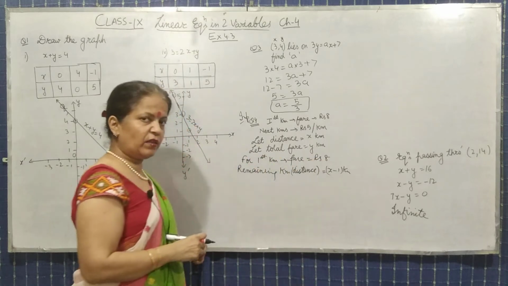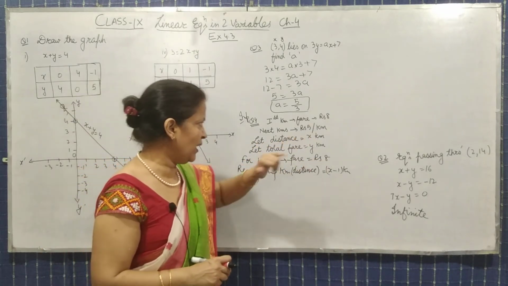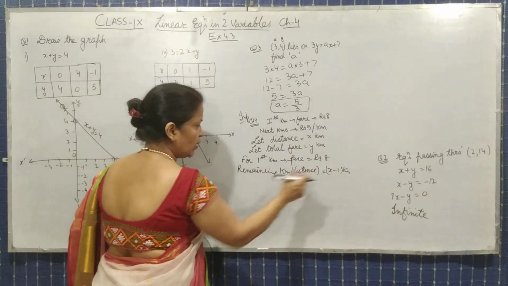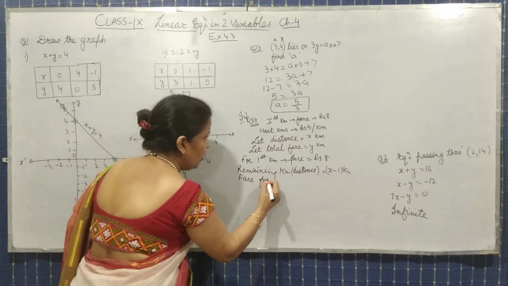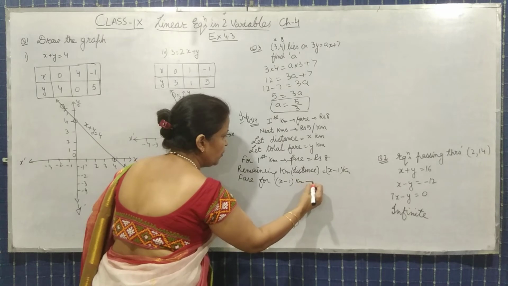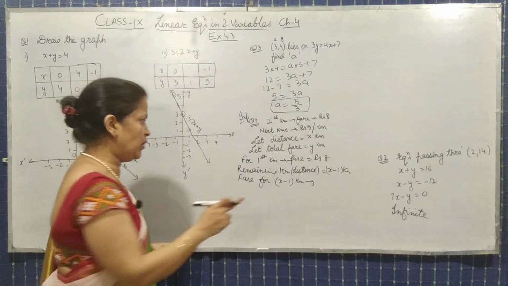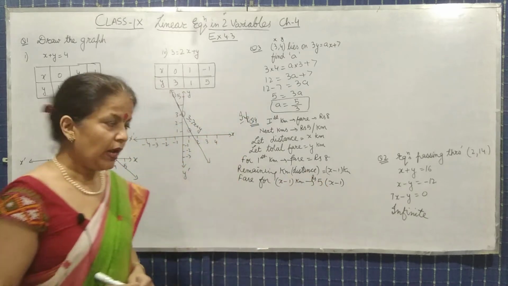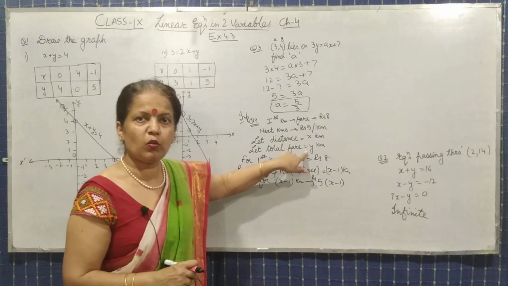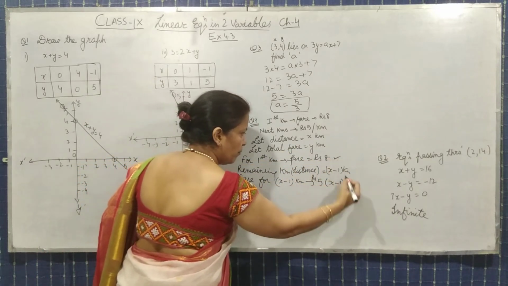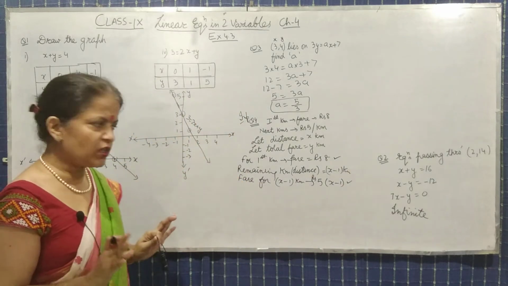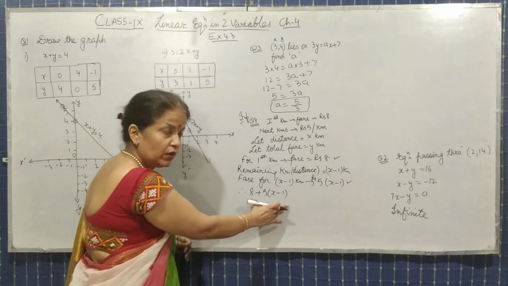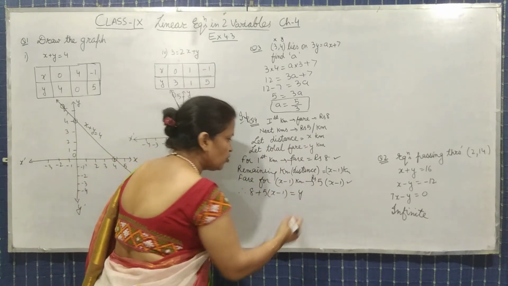For the first kilometer the fare is rupees 8 and the total distance is x, so the remaining kilometers are x minus 1. And the fare for x minus 1 kilometers, what should it be? For the next kilometers it is 5 rupees per kilometer, so for x minus 1 it will be 5 multiplied by x minus 1 rupees. It is also given that the total fare is y, meaning the sum of both should be equal to y. So therefore 8 plus 5(x minus 1) is the total fare, and the total fare we have assumed as y, so it should be equal to y.